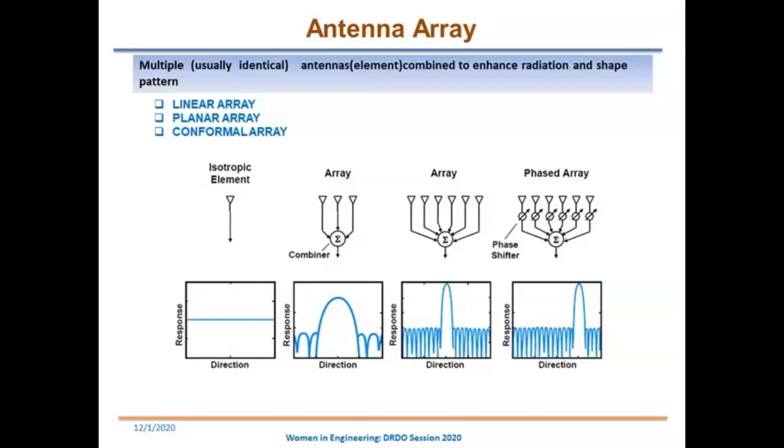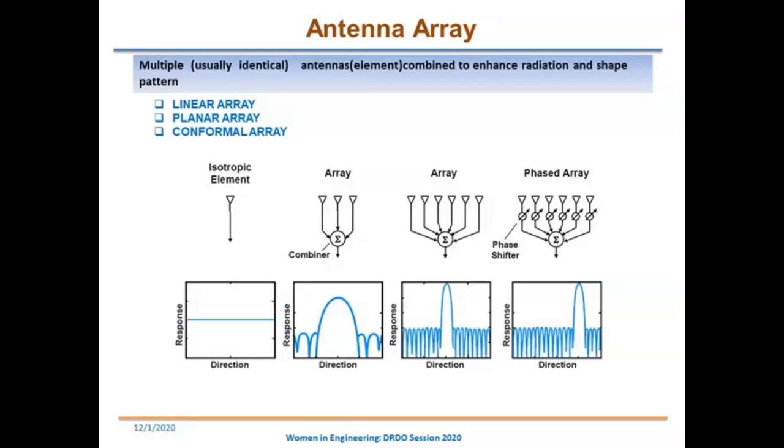Basically it's a circle or something. An isotropic radiating element will have a pattern like this, with a radiated field in all directions. But if you consider a 3-element array and combine its output, you get a directive pattern. As you increase the number of elements, we can have a sharper beam. This is only if you control the amplitude. But if you control the phase as well as the amplitude, you can have scanning possible with this array.